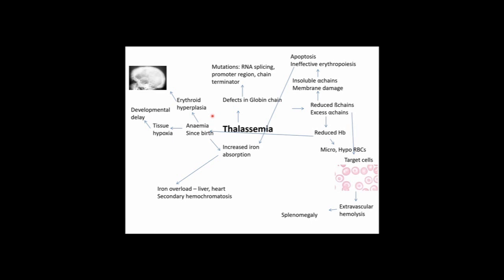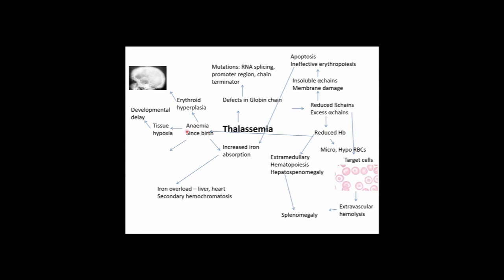These people will have a secondary hemochromatosis involving the liver and the heart. So there is a hepatomegaly in thalassemic people. Another reason for hepatomegaly would be the reduced hemoglobin, which is causing an extramedullary hematopoiesis, causing a hepatosplenomegaly.